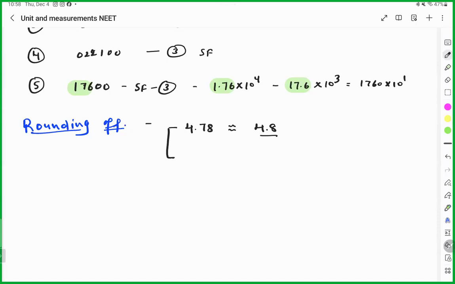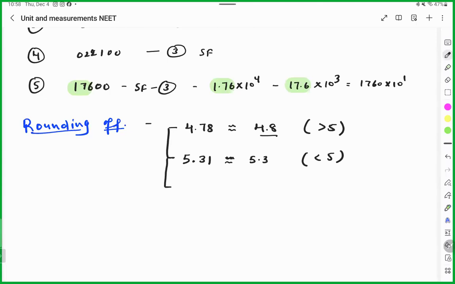Second, if the digit is less than 5, you don't add. If you have less than 5, example 5.31, the figure in this case will be 5.3 approximately. Why? The number is less than 5. Okay. These rules are easy.